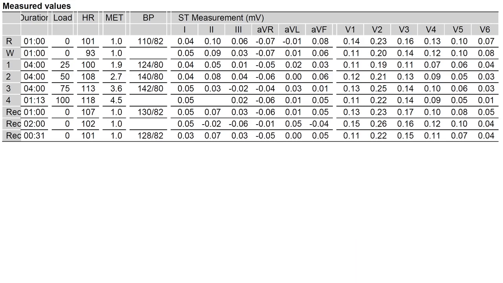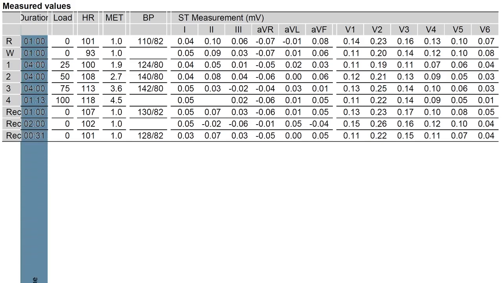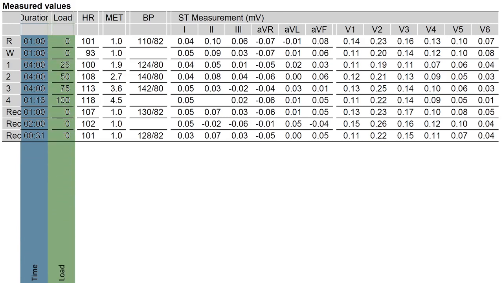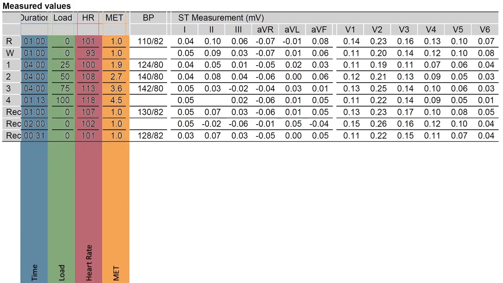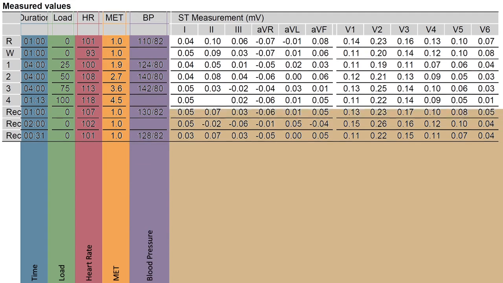Then we also get a table which gives us values. This is typically also what you do when you do a PWC test. You write the heart rate, the blood pressure, and the workload. But now we get additional information. For example, we get MET values. We also get ST segment changes.